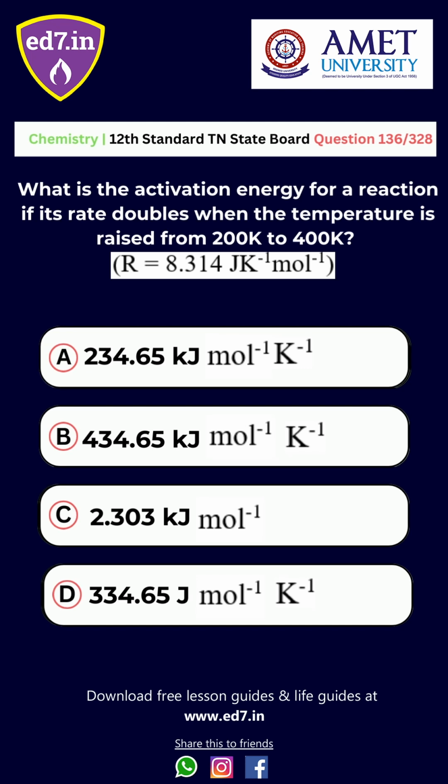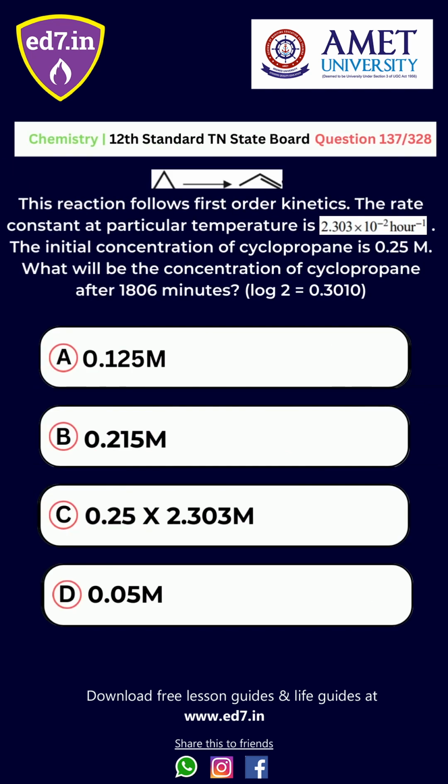Option C, 2.303 kilojoule mole inverse. Option D, 334.65 joule mole inverse Kelvin inverse. The correct option is option C, 2.303 kilojoule mole inverse. Question number 137. Figure as shown in question.